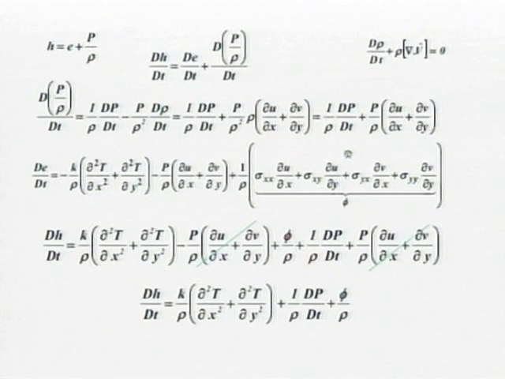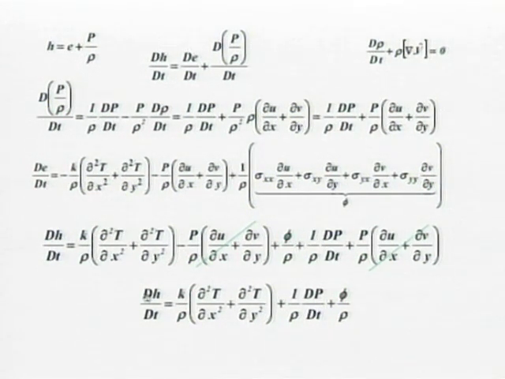Now my next step would be, for dE/dt, I will write dH/dt minus d(P/ρ)/dt. But minus d(P/ρ)/dt becomes plus if I push it to the right hand side, and that is nothing but 1 by ρ dP/dt plus P by ρ del dot V. So this is the conduction term, and this is the viscous dissipation term, that is φ by ρ, because instead of writing this big thing all the time, I have written φ by ρ, plus 1 by ρ dP/dt plus P by ρ (del u by del x plus del v by del y). So what do you see here? This term and this term get cancelled out.